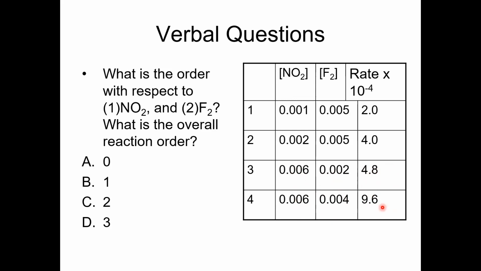So this is also an order of 1. Then the overall order is adding those up, so 1 plus 1 is 2. So we found that the order for each reactant, both NO2 and F2, was 1, and the overall order was 2.